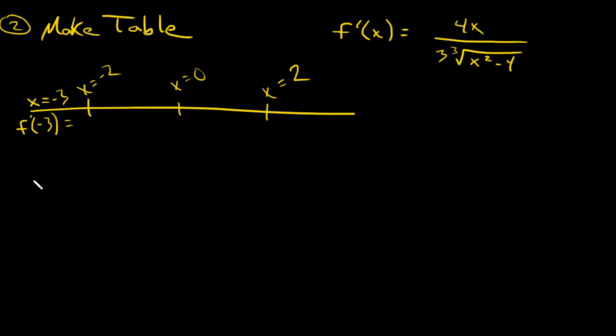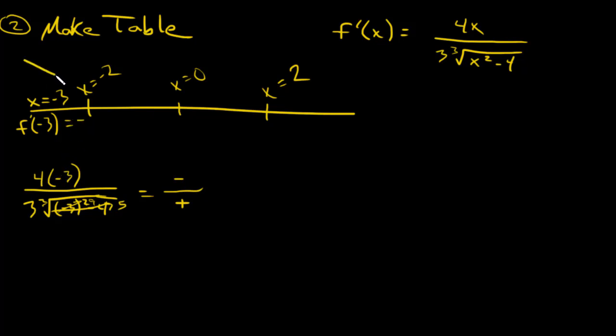Actually, you know what? I'll even write that out. This is going to be 4 times -3 over 3 times the cube root of -3 squared minus 4. I won't do this all the time, but I will for this one because it's a little bit complicated. So -3 squared is a positive 9. Positive 9 minus 4 is a positive 5. The cube root of positive 5 is positive. 3 times that is positive. So on the bottom, I've got a positive value. 4 times -3 is negative on top. Negative divided by positive is a negative. So that means the behavior is decreasing. This interval has a slope that is going down.